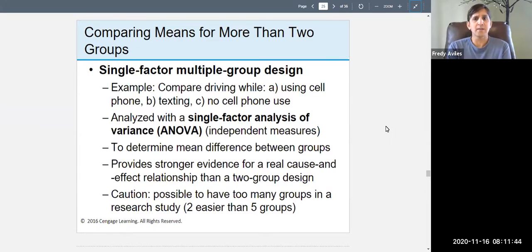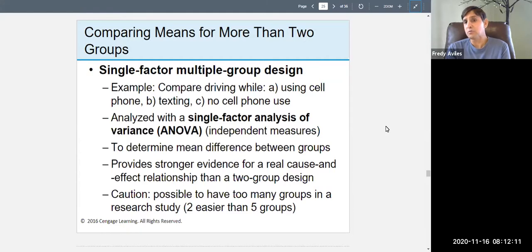So in order to do that, the statistical method you need to use is called a single factor analysis of variance, right? That's called an ANOVA. ANOVA stands for analysis of variance, right? You need to use the independent measures version of the ANOVA, okay? So you can determine the differences between the groups, and provide stronger evidence for real cause and effect than a 2-group design. It provides more information, okay?